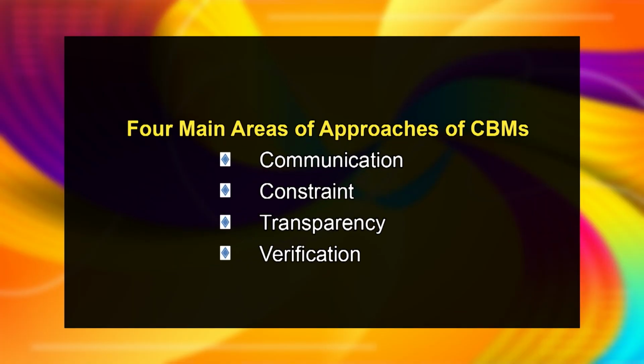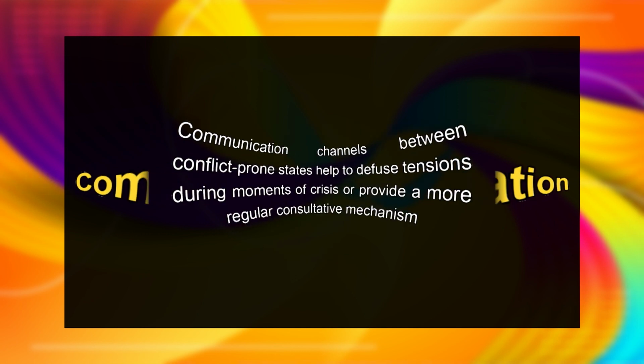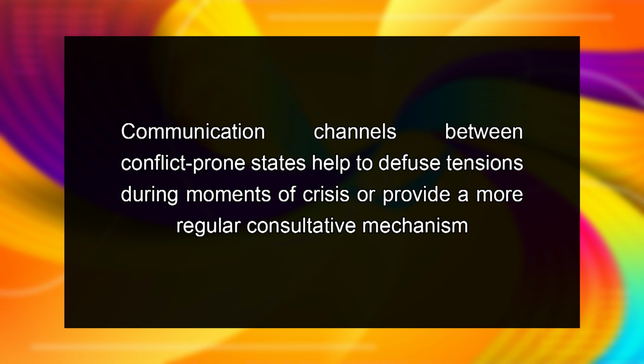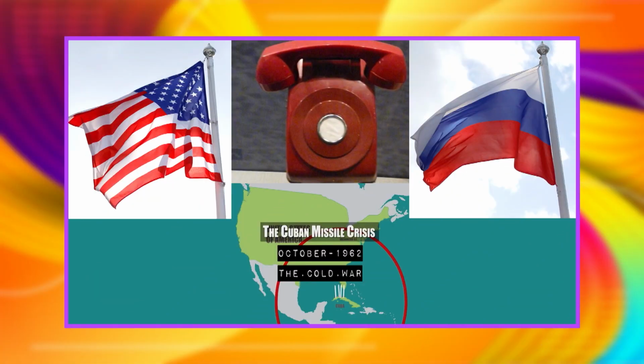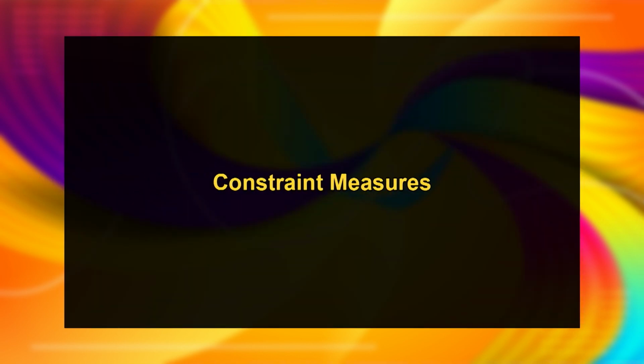Dozens of successful confidence building measures have been applied throughout the world. Approaches vary in general, but there are four main areas: communication, constraint, transparency, and verification. So let's see first communication. Communication channels between conflict-prone states help to defuse tensions during moments of crisis or provide a more regular consultative mechanism. A prime example is the hotline that was established between national command authorities in Washington and Moscow after the Cuban Missile Crisis.